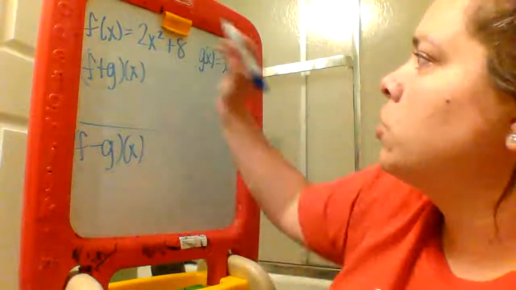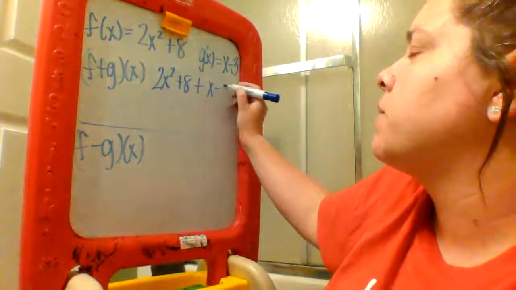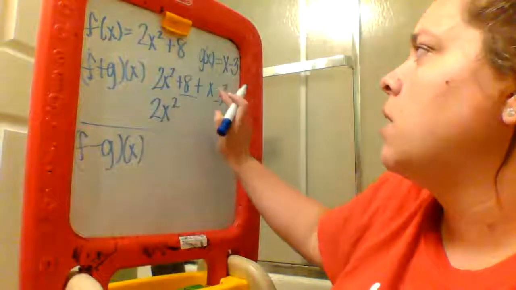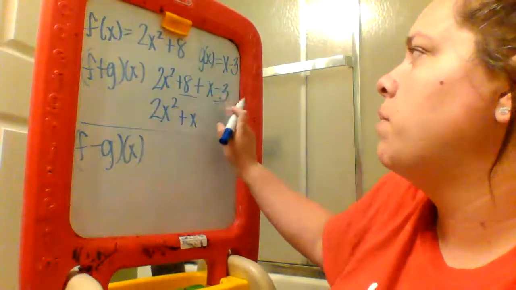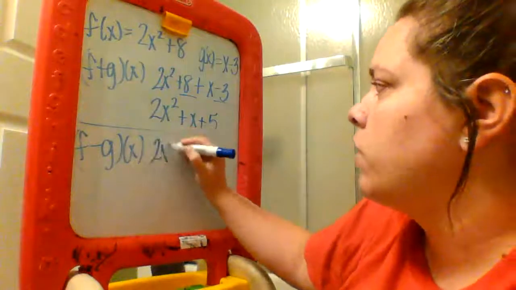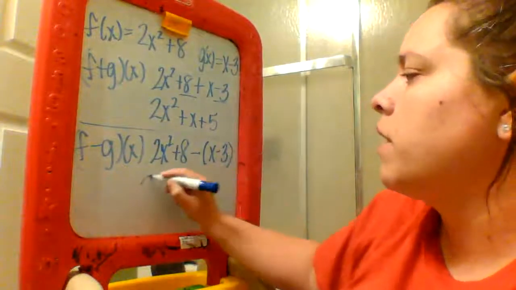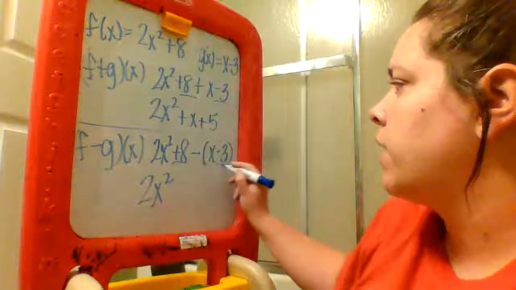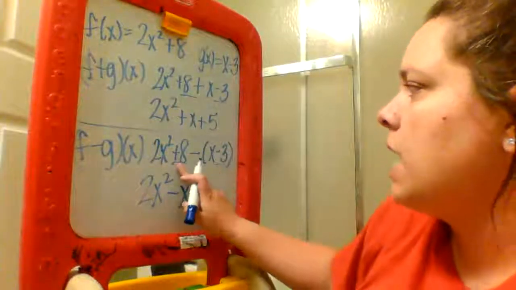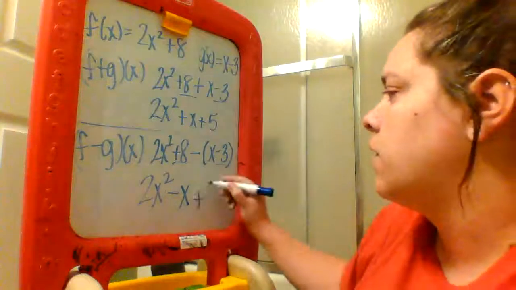All right, so you should have taken 2x squared plus 8 and added it to x minus 3. The only thing that were like terms were the numbers. So 2x squared plus x, 8 minus 3 is 5. Then you should have subtracted 2x squared plus 8 minus the x minus 3. So that'll be 2x squared. The only thing that were like terms were the numbers again. Minus x, and then 8 minus negative 3. Minus negative 3 is plus 3, so 8 plus 3 is 11.